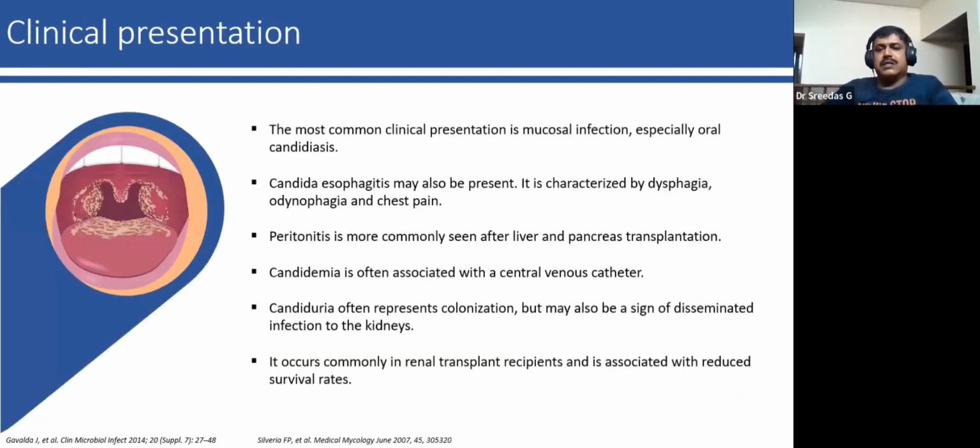The clinical presentations are all familiar. We have oral and mucocutaneous candidiasis. Esophageal candidiasis usually presents with dysphagia, odynophagia, and chest pain. Peritonitis is more commonly seen after liver and pancreatic transplantation. Candidemia is often associated with a central venous catheter. Candiduria usually represents colonization or instrumentation of the urinary tract, like an indwelling catheter, but it may be a sign of disseminated disease in the kidney.